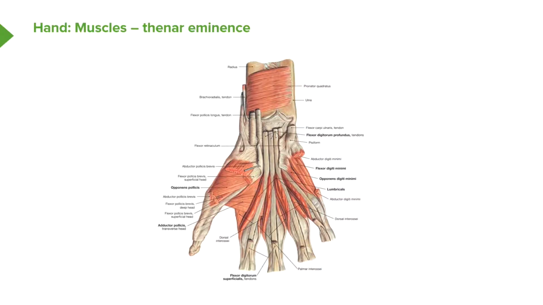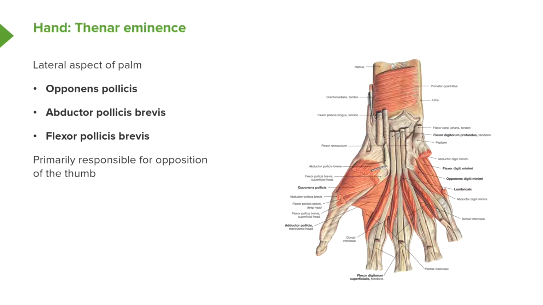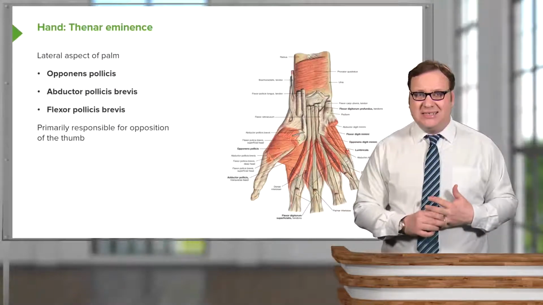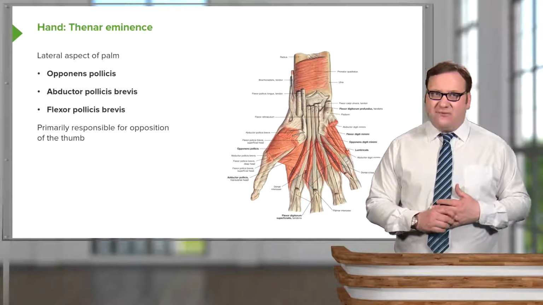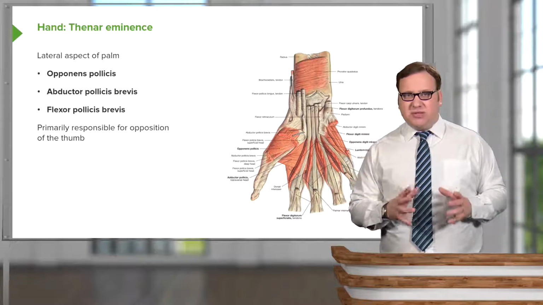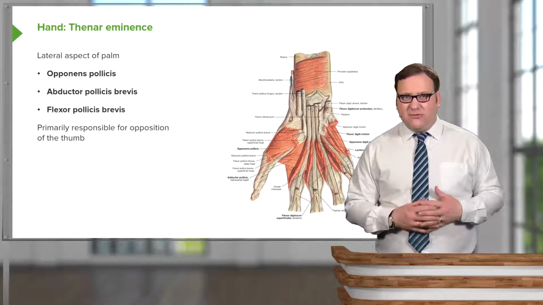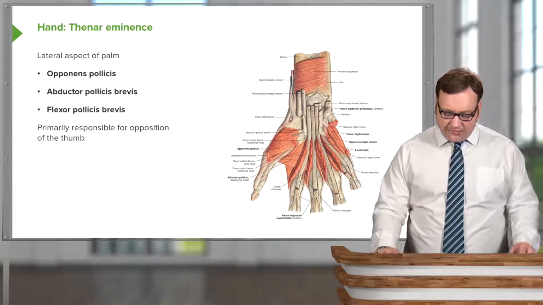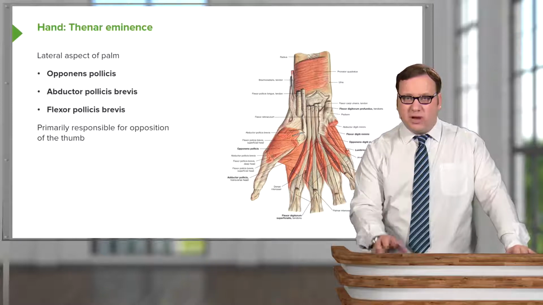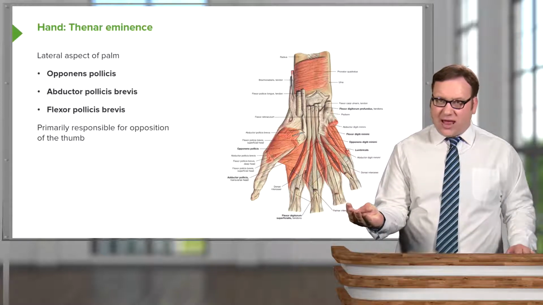So let's now look at the thenar eminence. This collection of muscles is associated with the thumb. We can see the thenar eminences here. What we've done is we've removed the palmar aponeurosis on this diagram, so now we can just concentrate on this space here, the thenar eminence. The lateral aspect of the palm, the thenar eminence, contains 3 muscles: opponens pollicis, abductor pollicis brevis, and flexor pollicis brevis. These muscles are primarily responsible for opposition of the thumb, so it can assume a very unique position where you can draw the thumb across the palm of your hand, opposition.